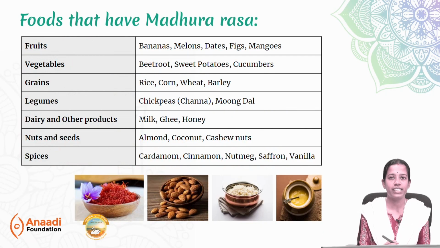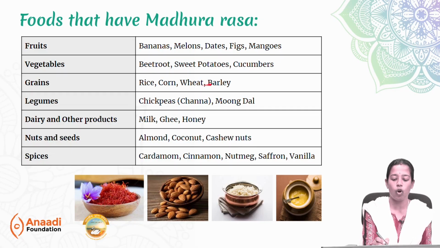Let us now try to understand foods that have Madhura rasa. It's quite easy to identify them because these are very strongly sweet and easily identifiable. Some fruits such as ripe bananas, melons, dates, figs and mangoes are high in Madhura rasa. Vegetables such as beetroot, sweet potatoes and cucumbers. Cucumbers especially, if you have had, give a very good cooling effect. One can intuitively understand it is because of the kapha prakriti that constitutes the Madhura rasa that cucumber gives that cooling effect.